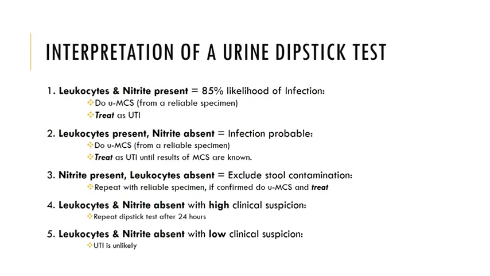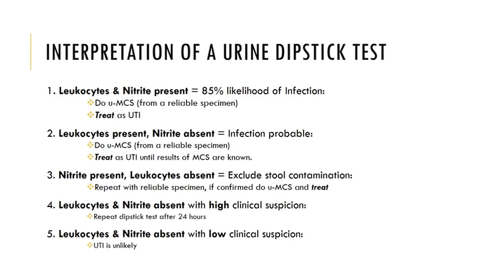How are we going to interpret the urine dipstick test? If you see leukocytes and nitrites, there is an 85% likelihood of infection. Do a urine MC&S, treat as an infection. If there are no leukocytes or nitrites and you have a low index of suspicion for an infection, infection is unlikely. However, use your clinical judgment. If you still have a high index of suspicion for an infection, send away a urine MC&S.